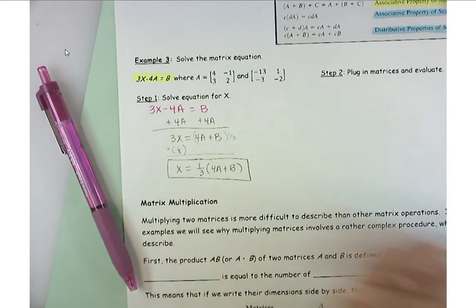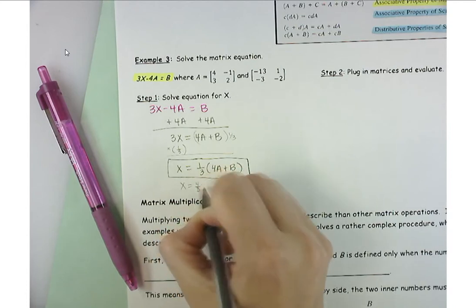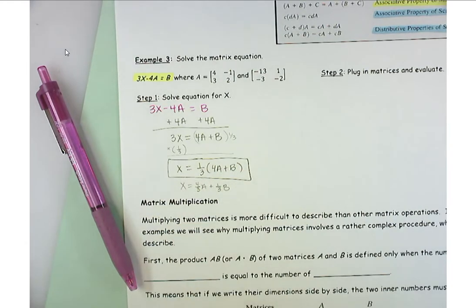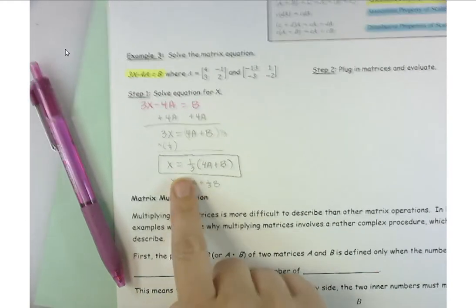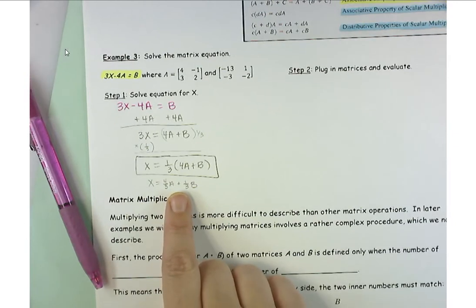Now, if you wanted, you could also distribute, and you could calculate 4/3 a plus 1/3 b. Okay, you could do that. I think this is going to be the simplest because then I don't have to distribute two fractions. But you can really pick whatever order you want to.